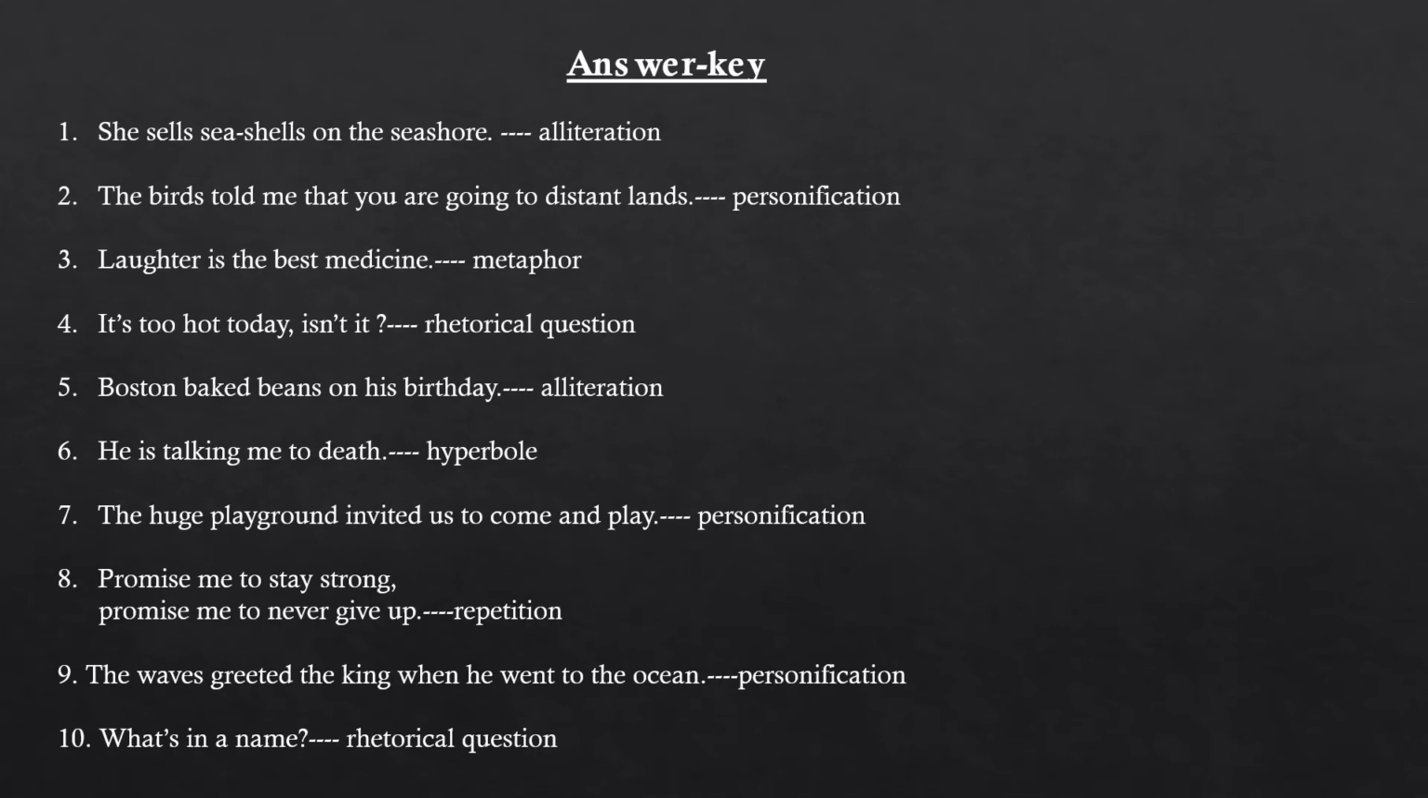The 10th sentence reads, what's in a name? Now, this is an example of rhetorical question because with the sentence what's in a name, we are not really expecting an answer from the listener. This is just to enhance my point that there is actually nothing in a name. So, this is an example of rhetorical question.